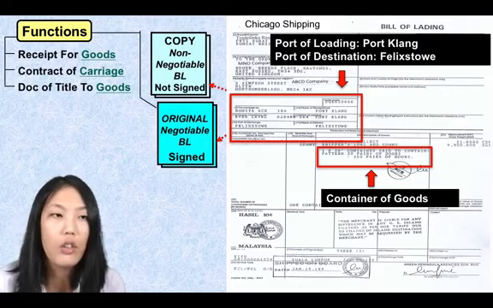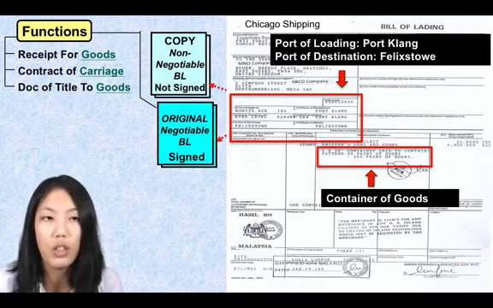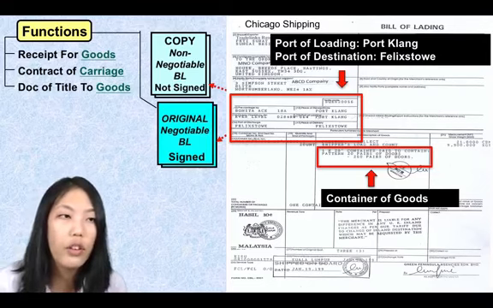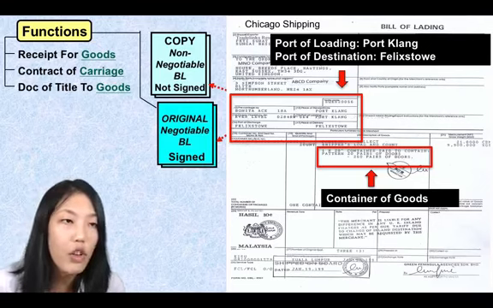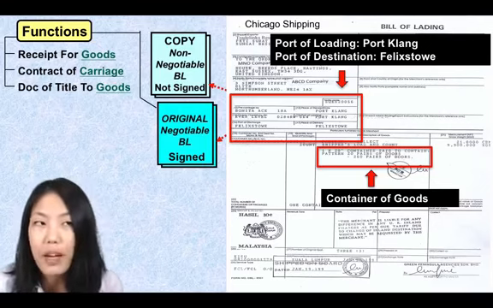The bill of lading is also a document of title to the goods. In order for the named consignee to take delivery of the goods, he must surrender at least one original bill of lading to the shipping agent at the end.